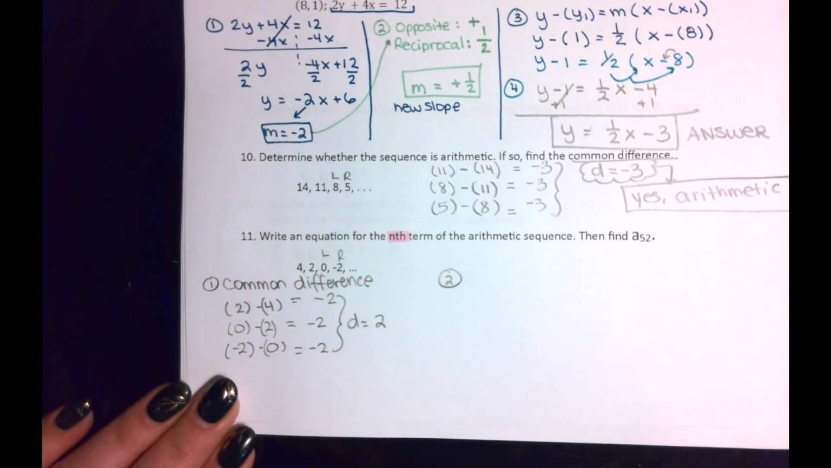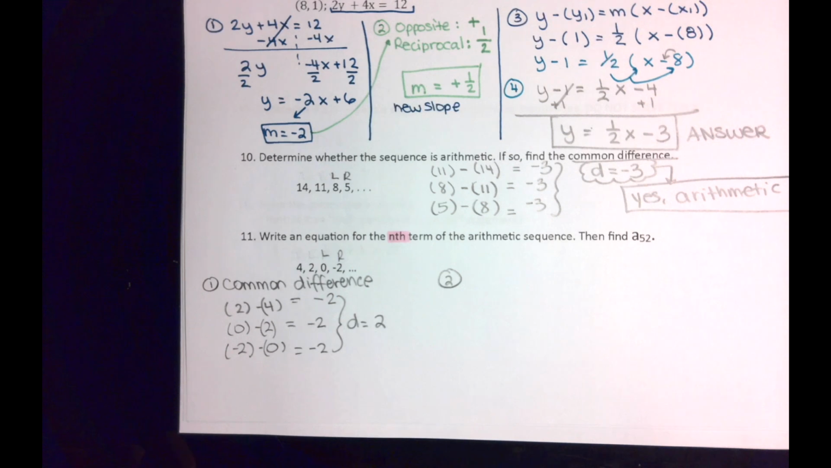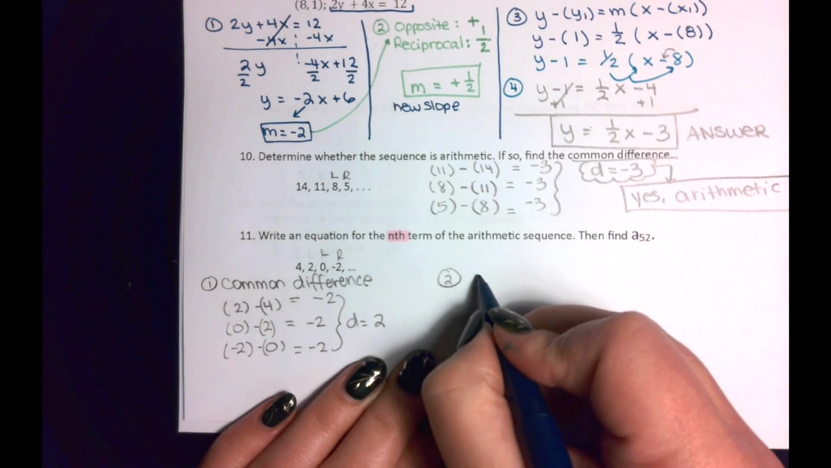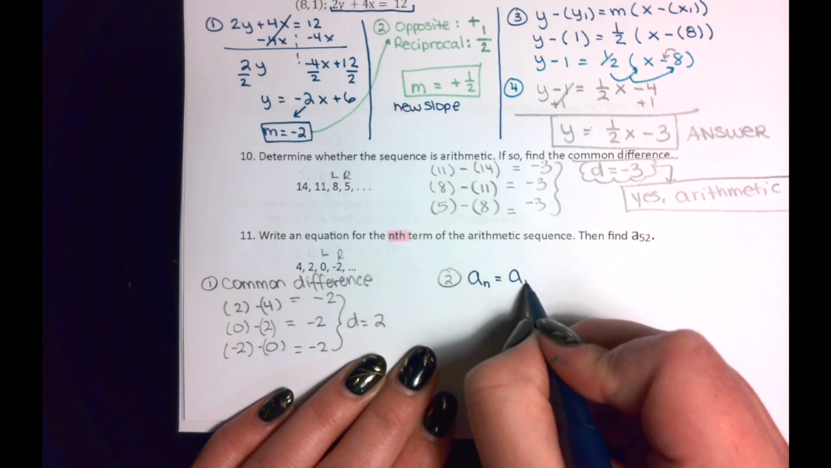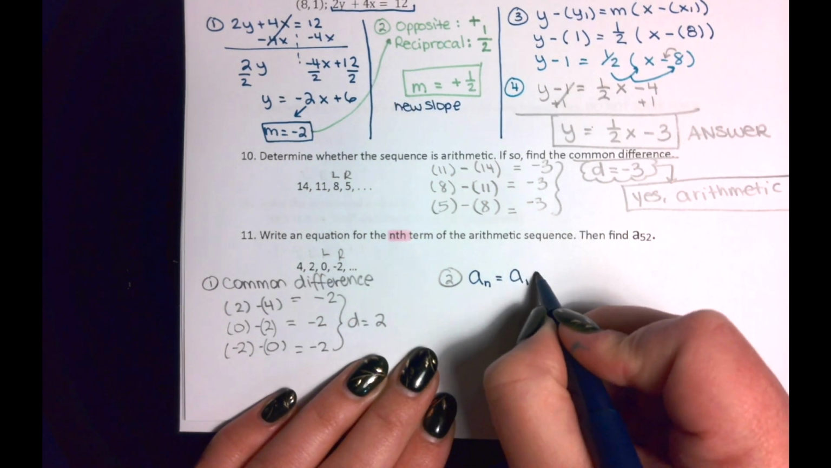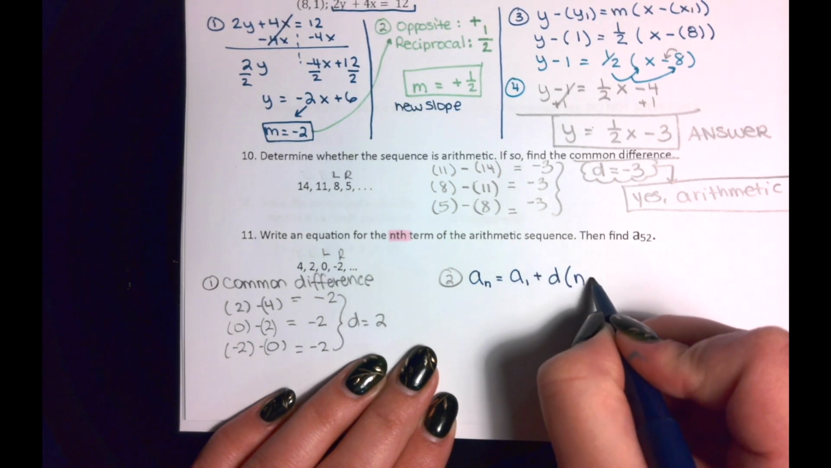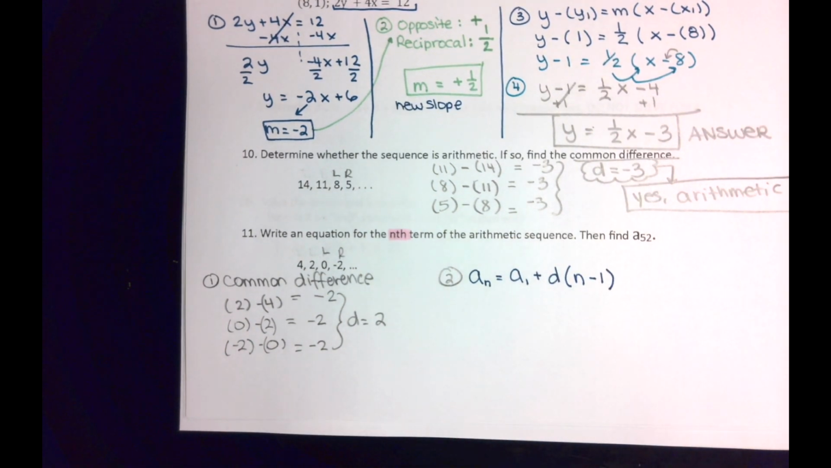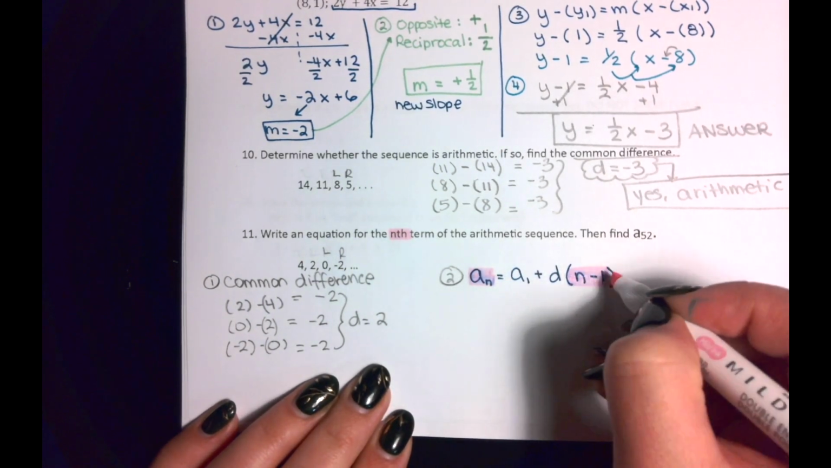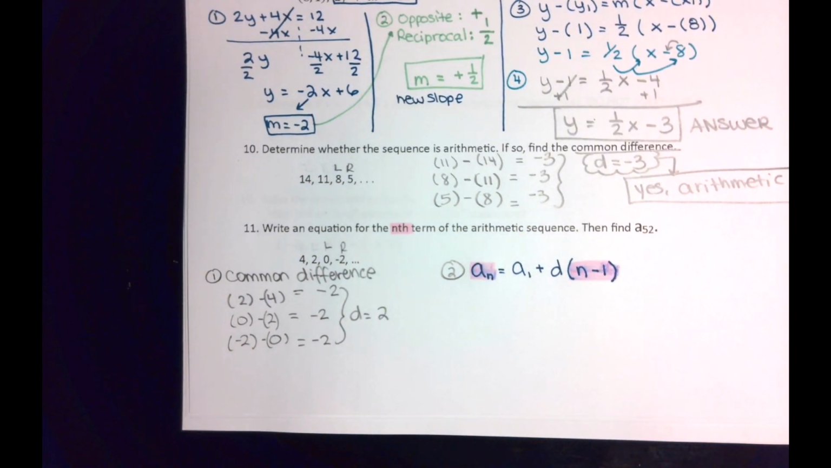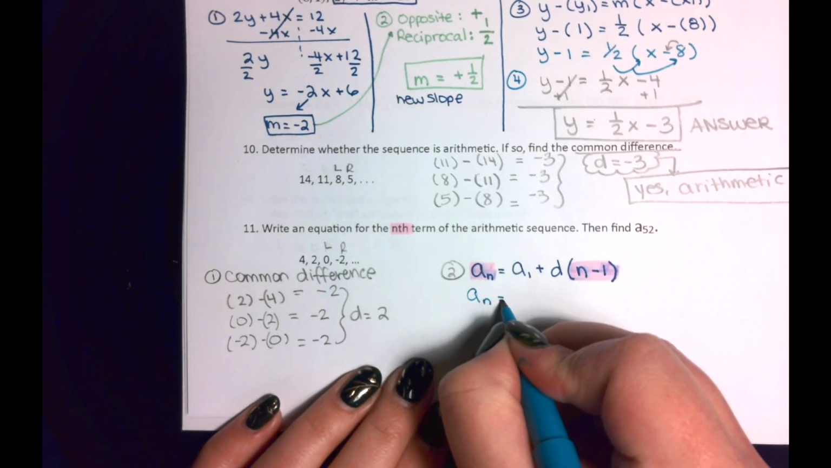Step number 2 is you're going to write out your formula. This is a different formula than what we have been using. And that formula is a little n, a sub n is equal to a little 1, a sub 1 plus d times n minus 1. So this is a sub n is equal to a sub 1 plus d times n minus 1. And because they want the nth term, we're going to keep the n and not change it. When we write it out, we're keeping that a sub n.